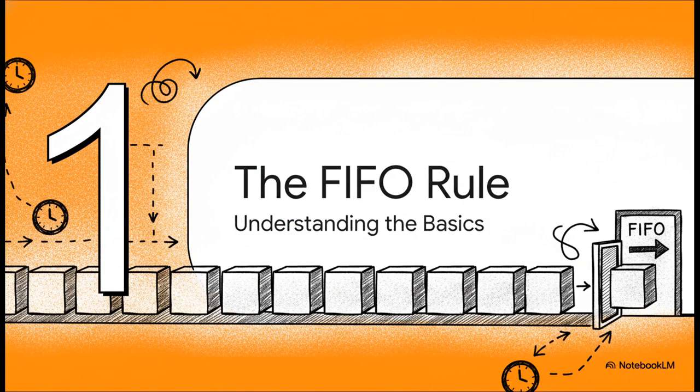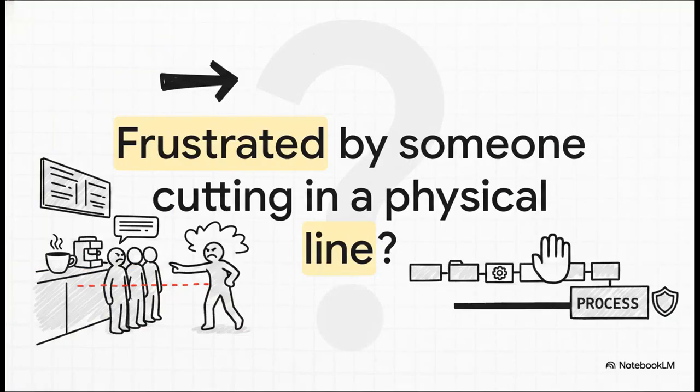Okay, kicking things off with Section 1, the first in, first out rule, understanding the basics. Now I want you to picture this for a second. You've been waiting at your favorite coffee shop for like 10 minutes. You're finally up next. And then suddenly, someone just waltzes right through the door, completely ignores the line, and orders their drink before you. Seriously infuriating, right? You'd probably shout, "Hey, there's a line here."